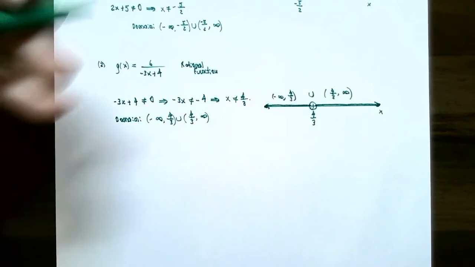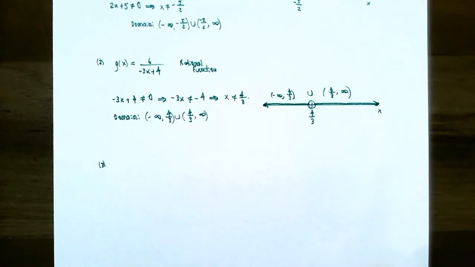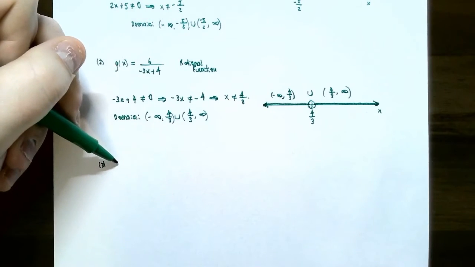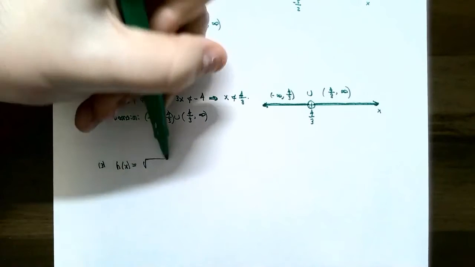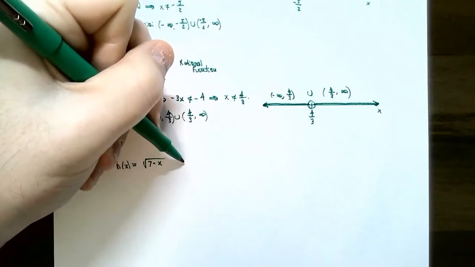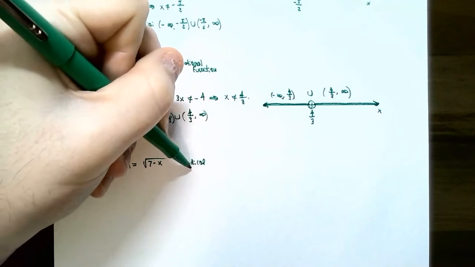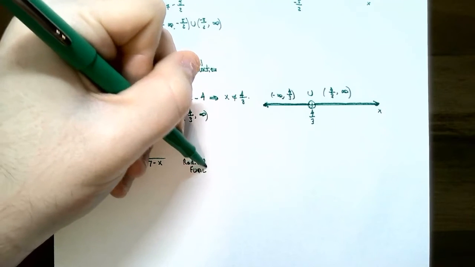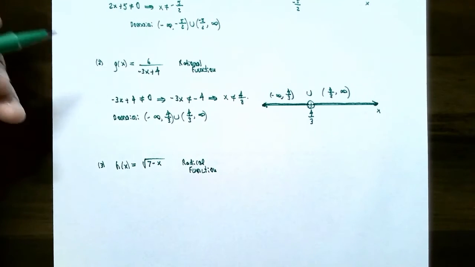Now let's do two more. This time we're going to look at a radical function. So number 3, let's look at h of x, which is equal to the square root of 7 subtract x. And so this is called a radical function because it has a radical where x's are inside of the radical. So keep in mind what we talked about earlier.